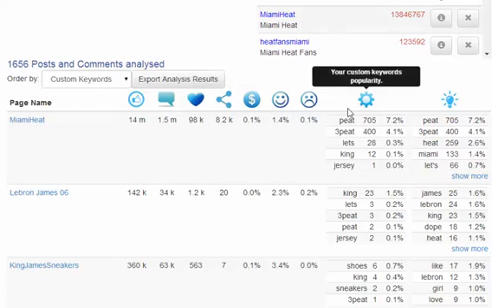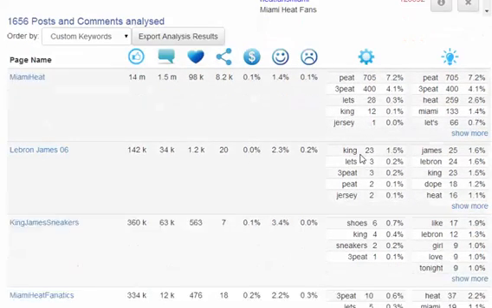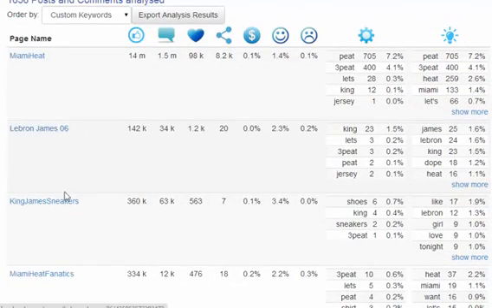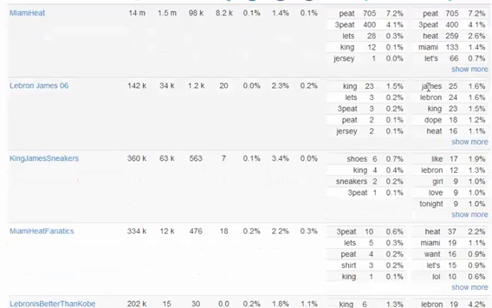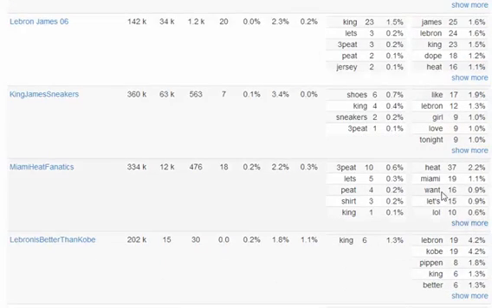these particular people are. So from scanning through this, we can see that we don't really want to advertise to the fan pages that relate to King James or LeBron James or his sneaker brand or any of that kind of stuff, because the percentages aren't particularly high. We want to focus on the Miami Heat related fan page. And if we scroll down, you'll see that again, the Miami Heat page is pretty high as well.